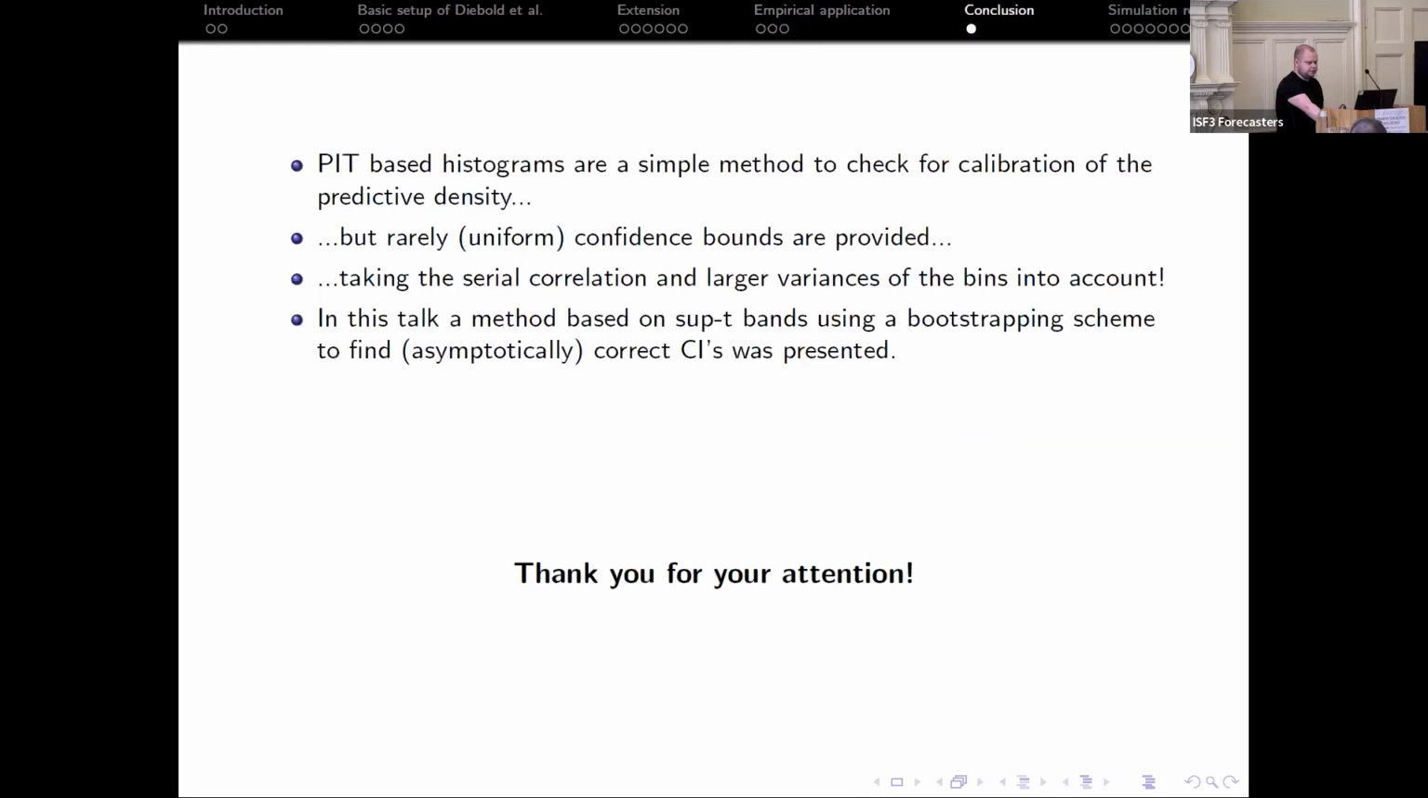Okay, so to sum up, basically the PIT-based histograms are a very easy method to check for correct calibration, but you have to be a little bit careful which confidence bands you use, and using these sub-T bands I presented today is a valid method, at least methodologically, to come up with correct confidence bands. Okay, so that's it. Thank you very much, and I'm looking forward to any comments or questions.